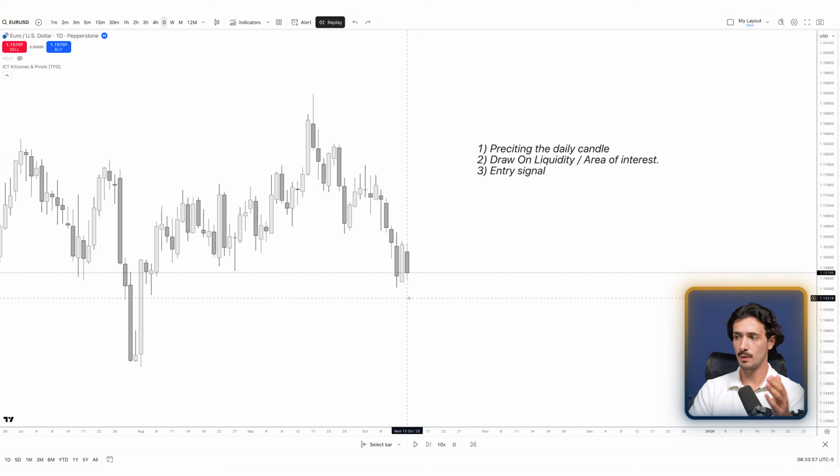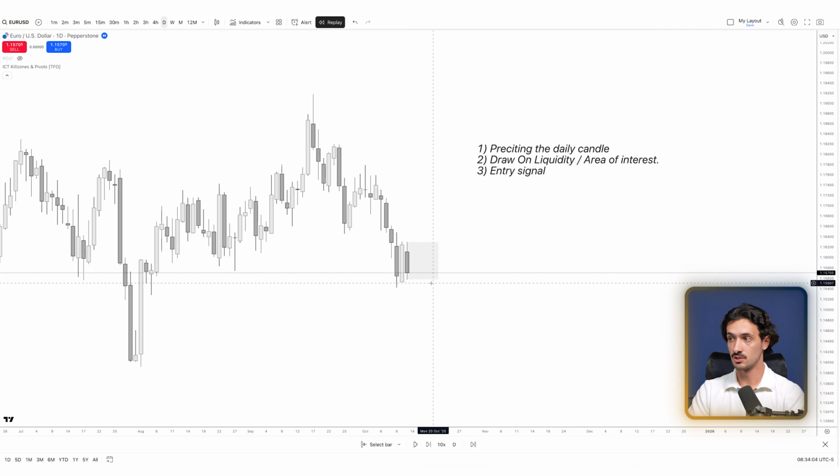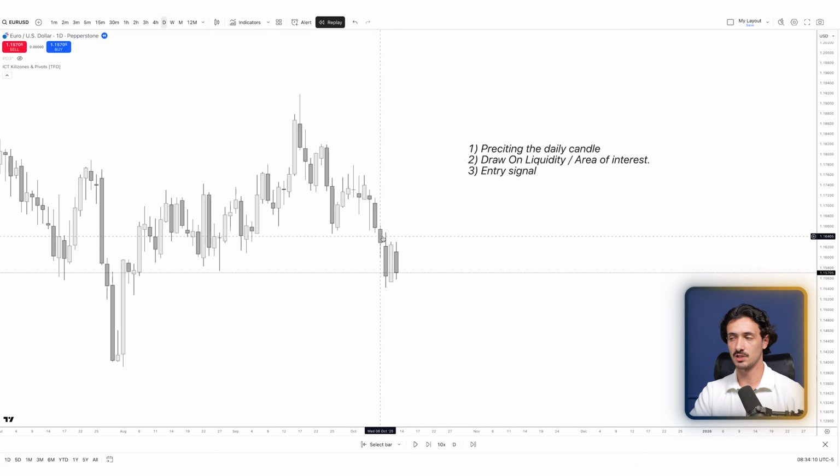So we'll start with where we're at, right? Monday the 13th of October. You can see this is a bearish daily candle, and it's honestly very indecisive. So a candle like this and a day like this doesn't really give us any information. We don't actually know what the next day is going to do. We're kind of in a consolidation phase.